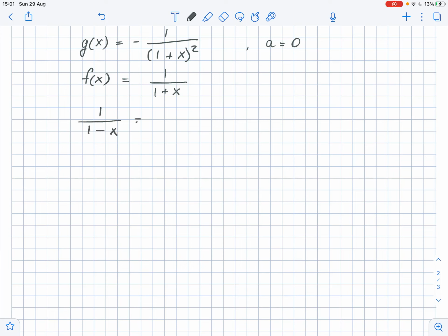First, we can write down the formulas which we will use. 1 over 1 minus x equals the sum from n equals 0 to infinity of x to the power of n. Another formula which we will use is that the derivative of x to the power of n with respect to x equals n times x to the power of n minus 1.